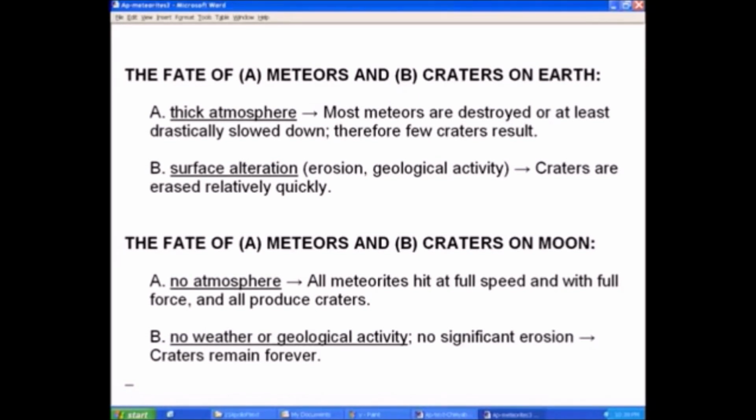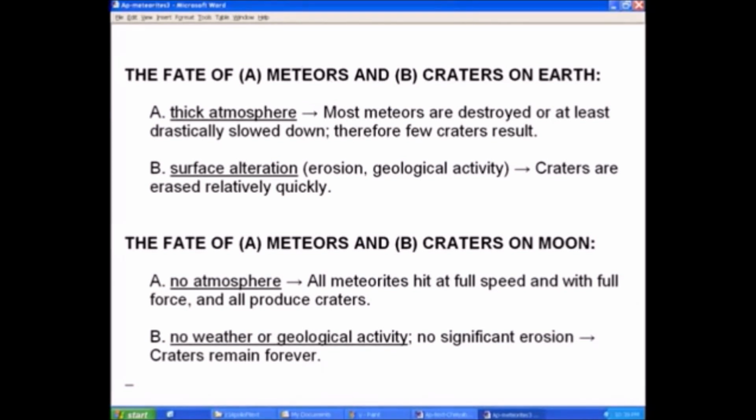Because of our thick atmosphere, most meteors are destroyed or at least drastically slowed down. Therefore, few craters result. Surface alteration, that is erosion and geological activity. Because of this, on Earth, craters are erased relatively quickly. We're talking about plate tectonics, volcanism, erosion from wind and rain, water, all that kind of thing.